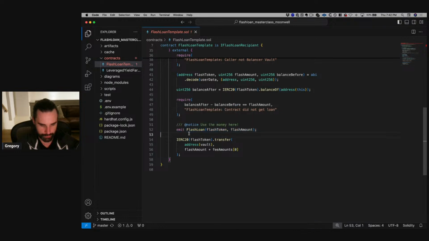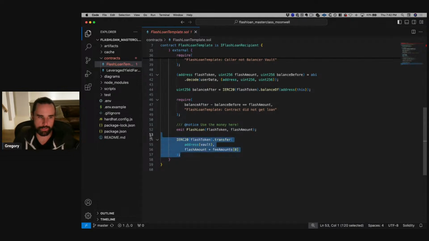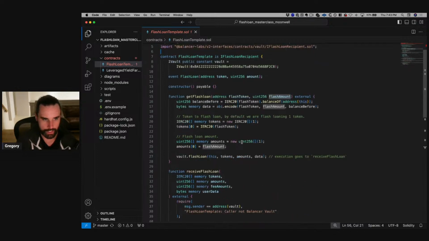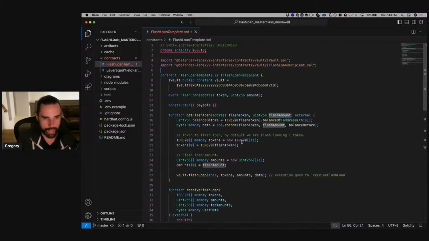And then we emit an event, just for testing purposes. And then of course, when we're finished, we pay the money back to the vault so that our transaction is successful. Because again, there's no risk that you can lose the money when you're taking out a flash loan, because if you don't pay it back in the same transaction, the blockchain's not going to let you do that transaction. That's what this line here does. It pays the money back to the flash loan provider. Okay, so that is an explanation of the basic flash loan.